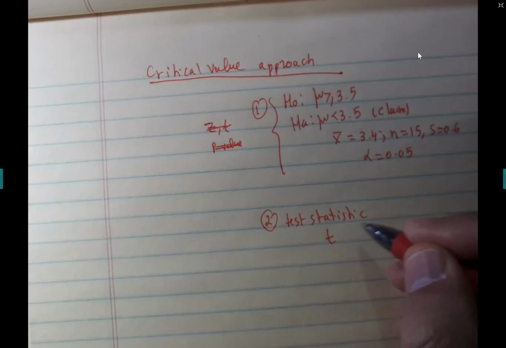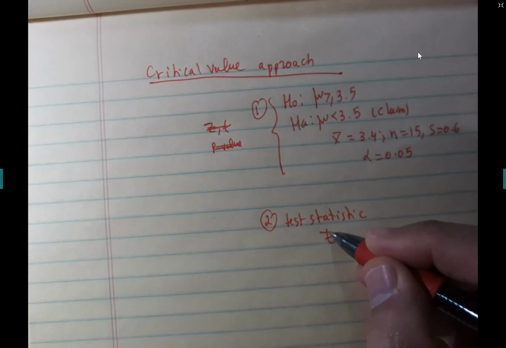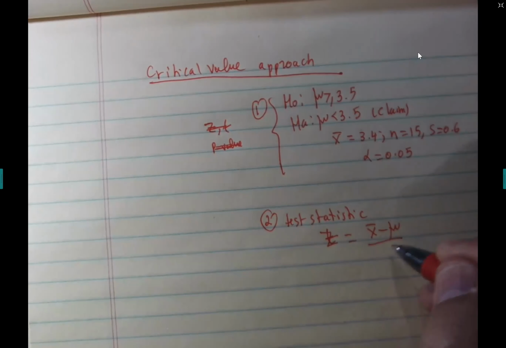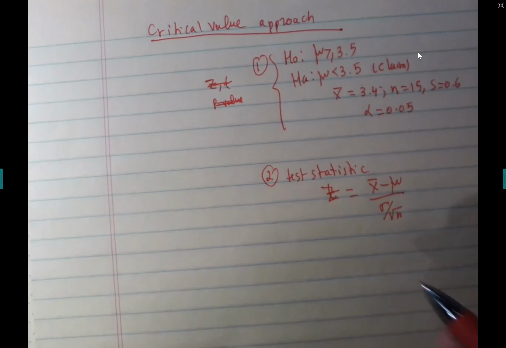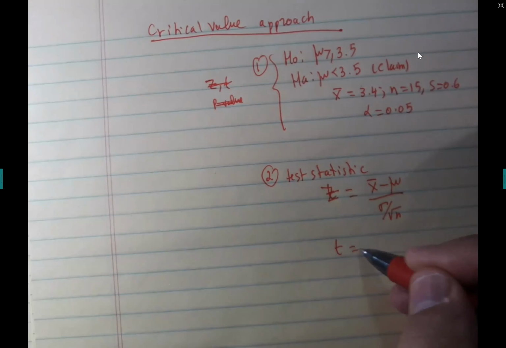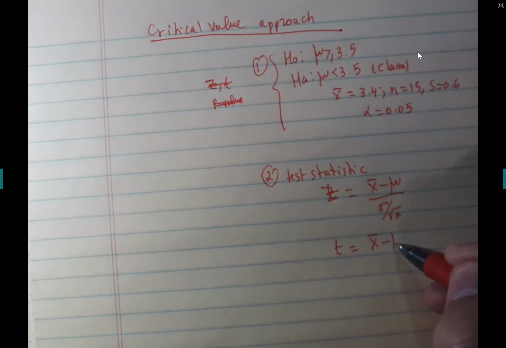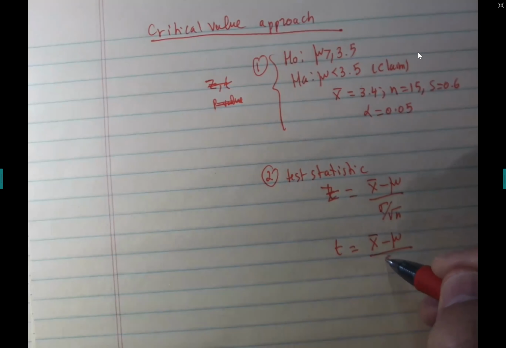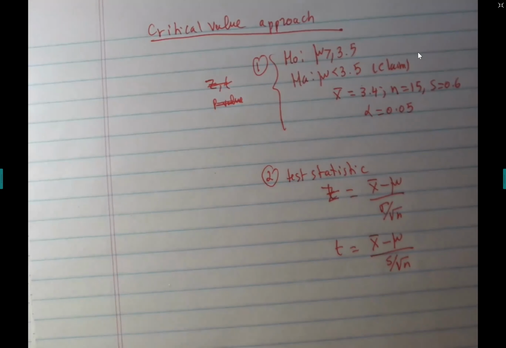If you remember yesterday, guys, I gave you a formula for Z, which was X bar minus the mean divided by sigma over square root of N. And the formula for T, guys, it's very much the same. It will be X bar minus the mean, but instead of sigma we just use S, because we don't have sigma, we have S. So that's the formula for T.